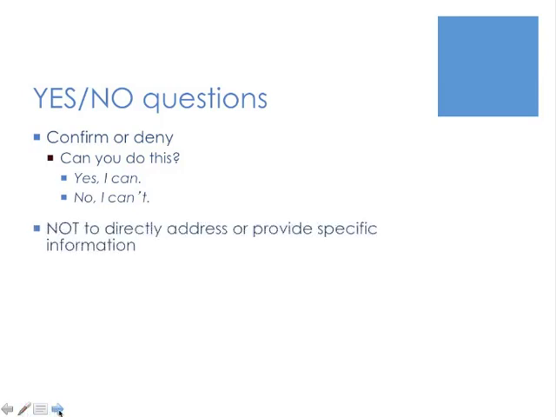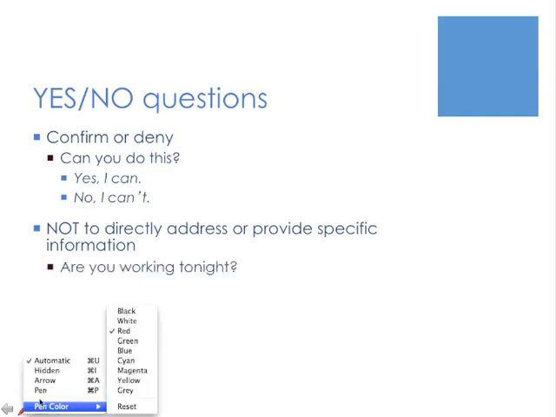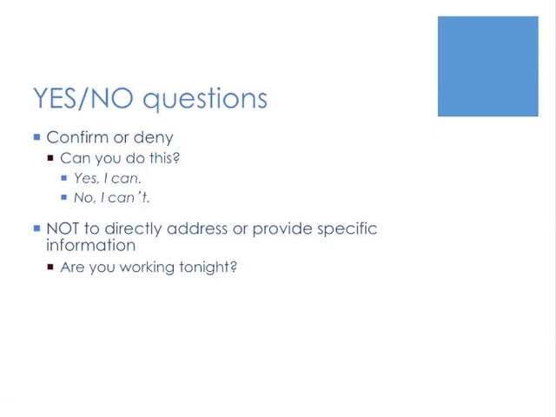But then notice that we don't use yes or no questions to directly address or provide specific information. So, for example, are you working tonight? And we respond with, "Barry is my friend." Notice in this case, are you is looking for a yes or no answer. This response is giving us a specific piece of information. So in this case, if this were an answer choice, we would eliminate it.